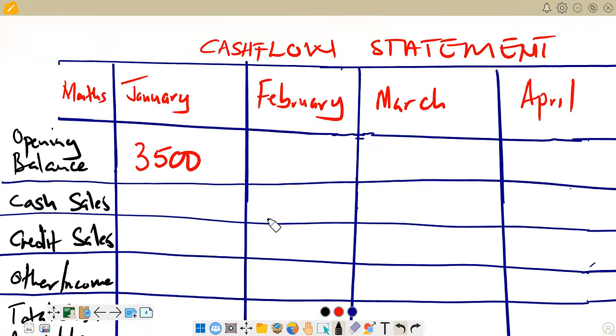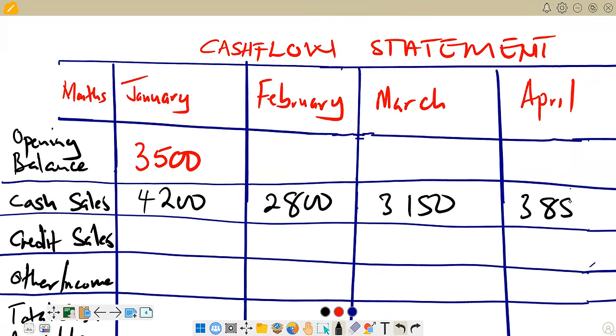we have got cash sales, we have 4,200 here. Then for February, we have got 2,800 according to the calculations that we made there. And then for March, we have got 3,150. For April, we have got 3,850. Right. So these are the figures that we have in terms of cash sales.